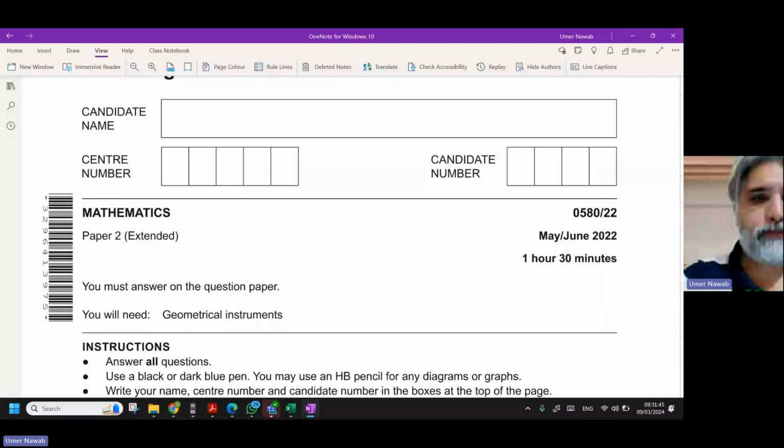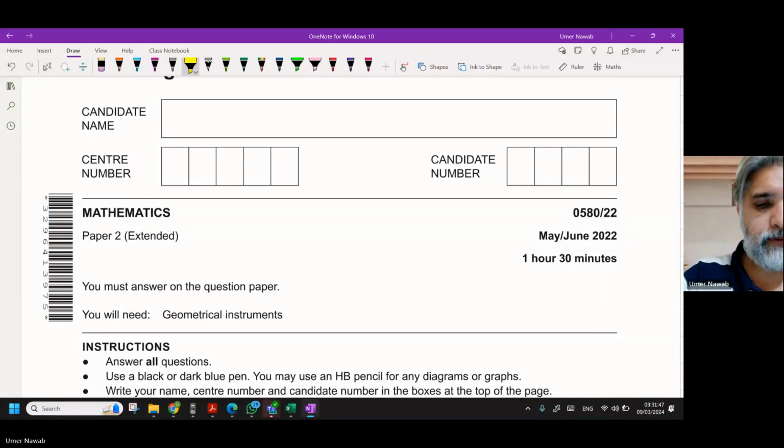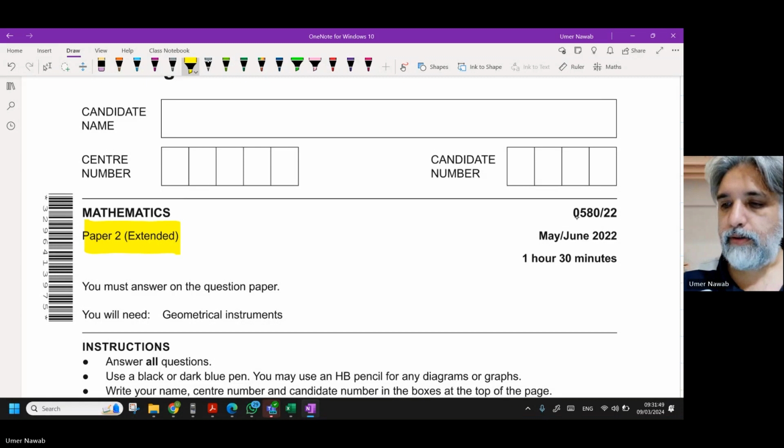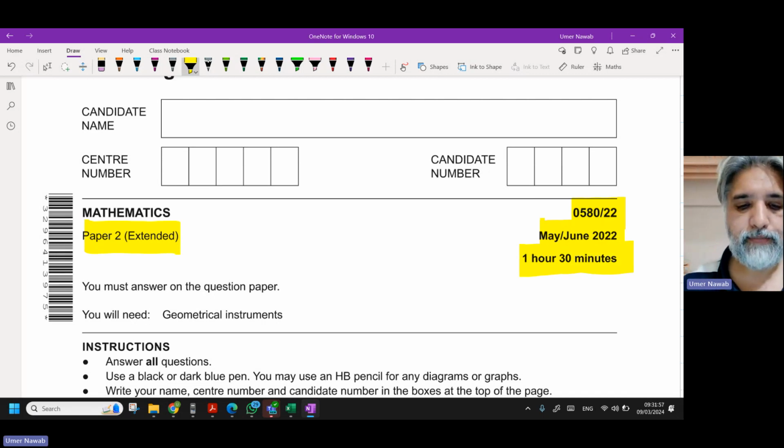Today in this session, I am going to record paper 2, extended, 058022 May-June 2022. The duration of the exam is 1 hour 30 minutes.